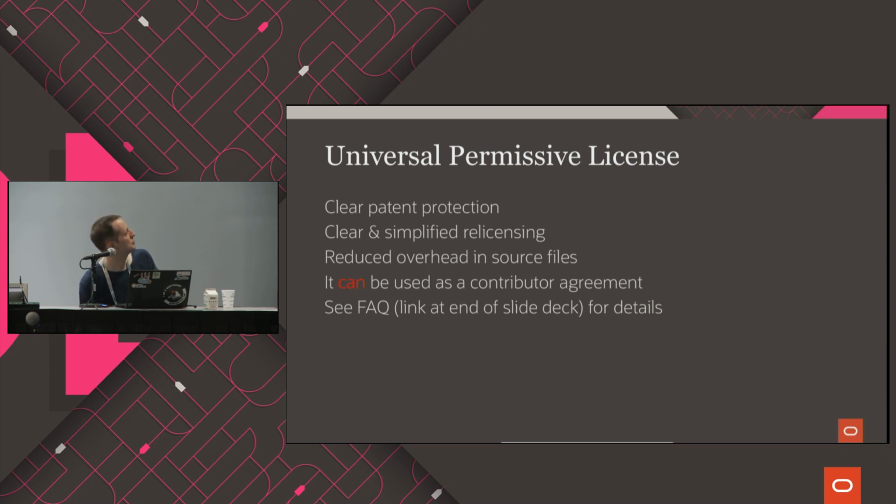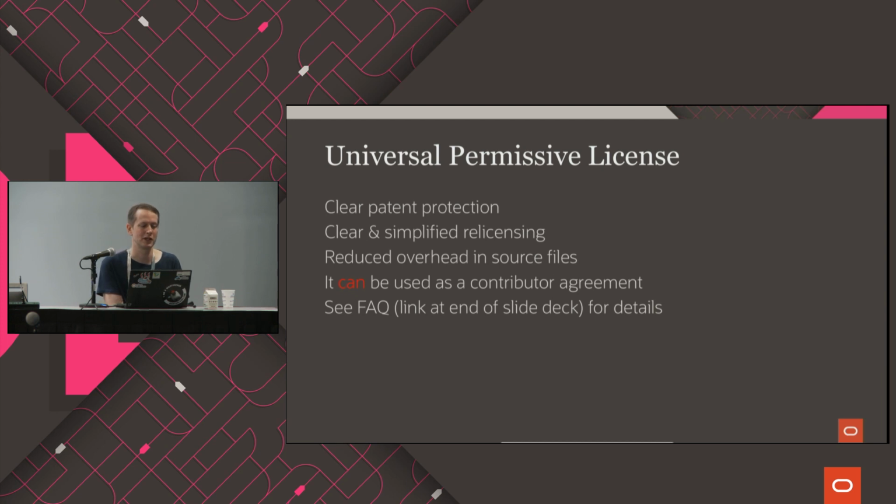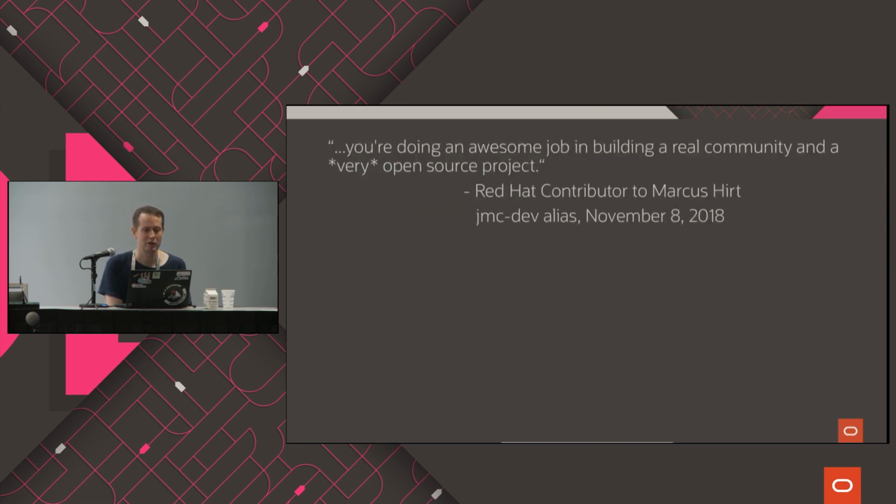They say it can be used as a contributor agreement, but in this case, that doesn't apply to Mission Control. For Mission Control, if you want to contribute code and take part as a participant, you have to sign the Oracle Contributor Agreement. This is just like any other OpenJDK project. And so, you don't have to do it per project or anything like that. If you've already signed the OCA for other OpenJDK projects, then you're covered for Java Mission Control and vice versa. So I just want to point out, just because the Universal Permissive License can be used in some contexts as a contributor agreement, we don't do that at Oracle.